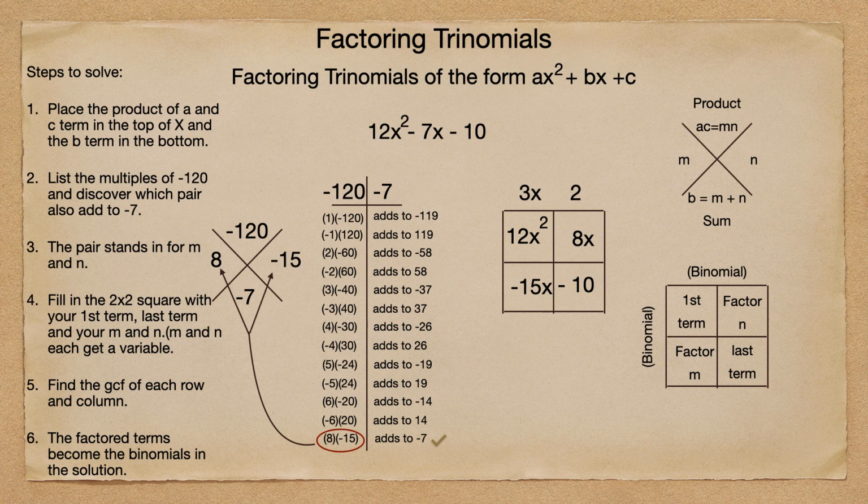In the top row, we have 12x squared and 8x. They both can be factored out in 4x. And the negative 15x and the negative 10, they can both be factored out a negative 5. You want to confirm that when these are multiplied back, they do equal what's on the inside. The top, what was factored out, and the side that was factored out become your two polynomials. And that is our solution.